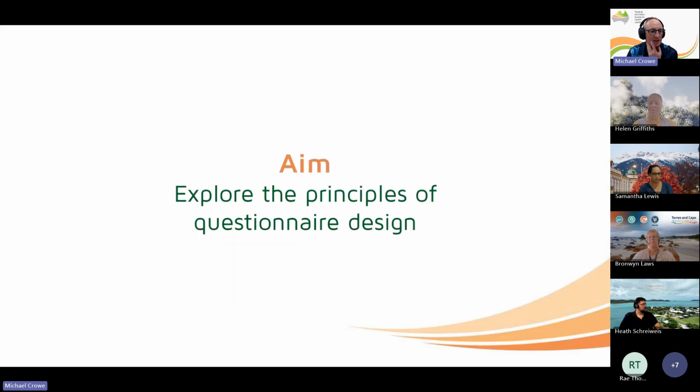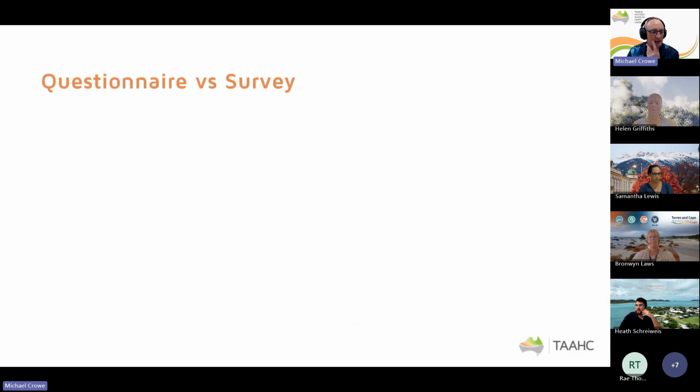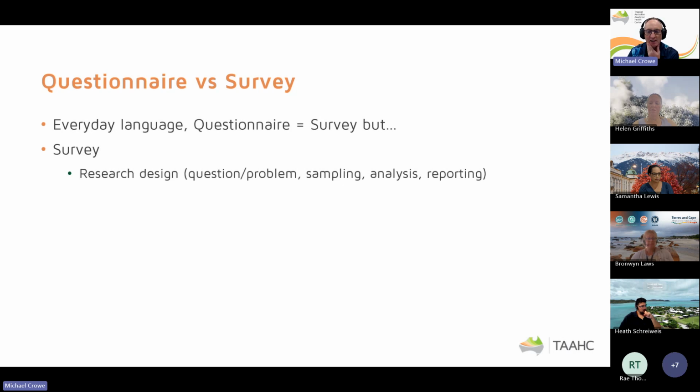Let's move along then. So the aim today then is to look at exploring the principles of questionnaire design. Talking to people during the week, I realized that people use questionnaire and survey interchangeably as words. So in everyday language, we kind of say, oh, I'm doing a survey or I'm doing a questionnaire or whatever. But from a research point of view, a survey is a particular type of research.